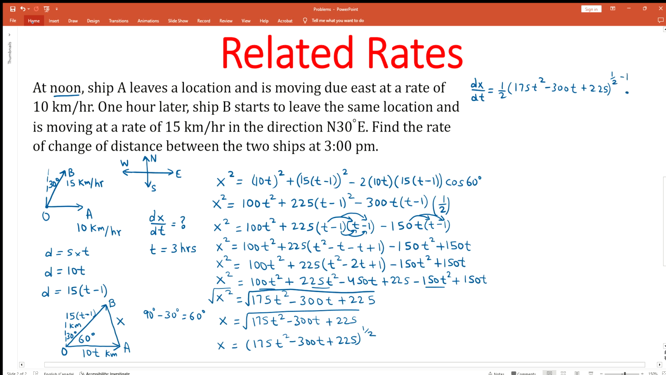Times the derivative of the inner function. The inner function is 175t squared minus 300t plus 225. In the first term, 175 is the coefficient of the term, so it will stay as it is. The derivative of t squared with respect to t is 2t. In the second term, negative 300 is the coefficient, it will stay as it is. The derivative of t with respect to t is 1. And 225 is a constant, its derivative is equal to 0. Now we can simplify this equation.